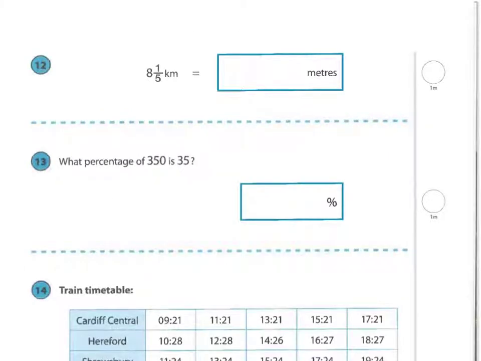Question 12. What is 8 1/5 of a kilometre in metres? Well, a kilometre is 1,000 metres, so 8 kilometres would be 8,000, but what the heck is a fifth of a kilometre? Well, you just divide that 1,000 by 5, so it's 8,200.